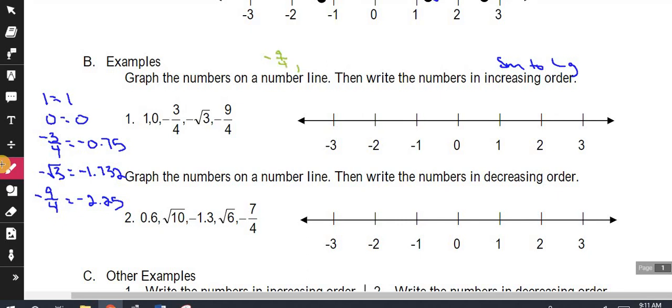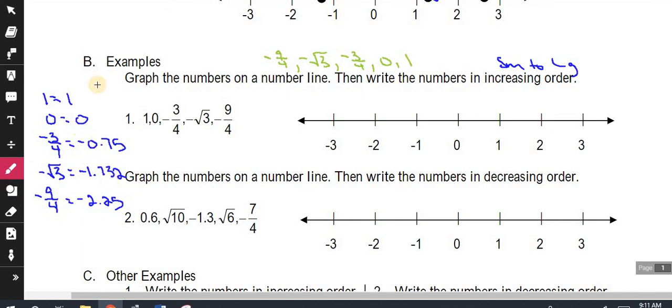Then we're going to have our negative 1.732-ish, so negative square root of 3. Then would be our negative 0.75, which was negative 3/4. Then would come our 0 and our 1.